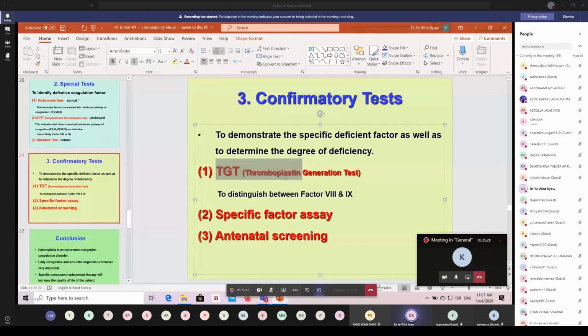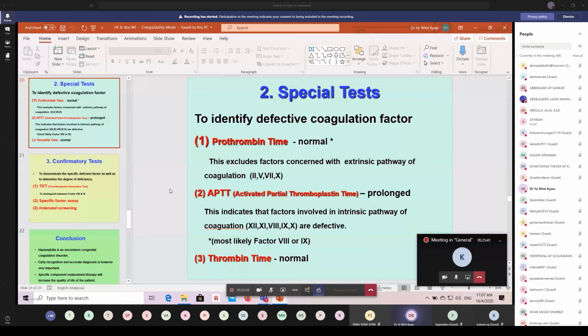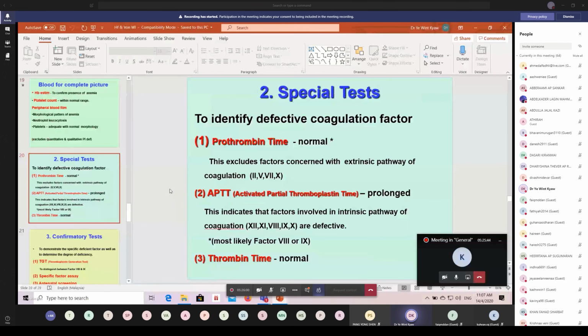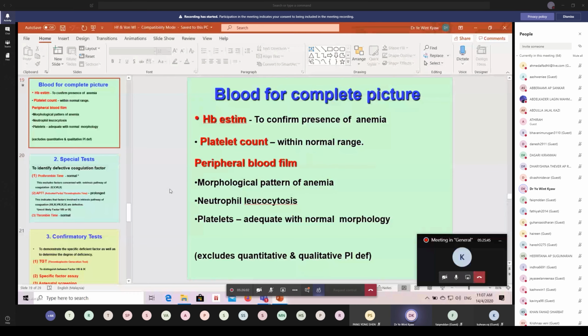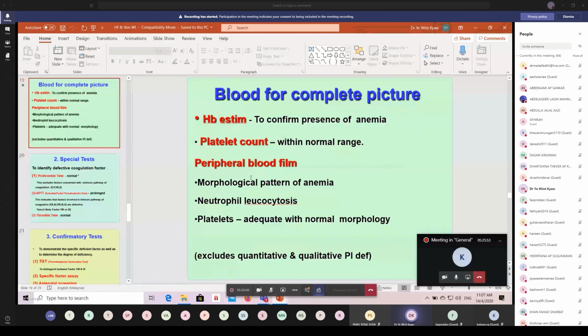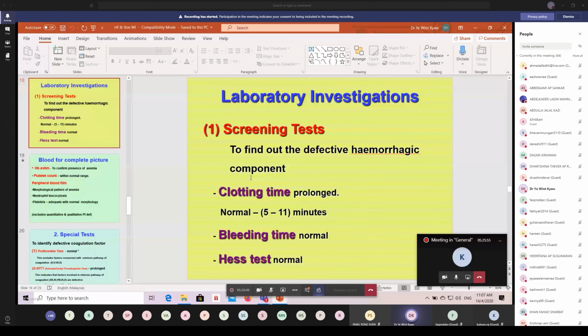If I ask in an MCQ, "the confirmation test for hemophilia is," you need to choose from these two. You cannot choose from PT, APTT, platelet count, clotting time, bilirubin. They are not confirmation tests, they are screening tests only. So you need to differentiate clearly for MCQ. The confirmation test is this. These are screening tests. This is a special test.